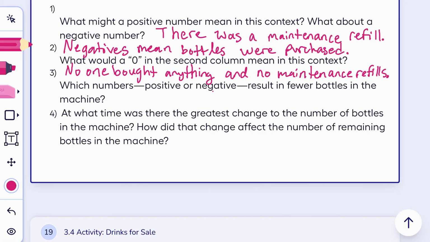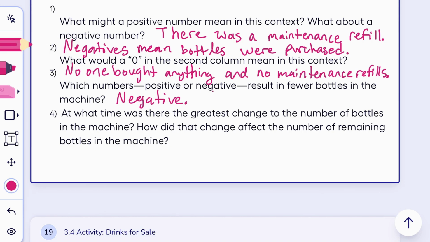Which numbers, positive or negative, result in fewer bottles in the machine? Well, obviously, negative numbers. Negative numbers for change would result in fewer bottles in the machine because that means people bought bottles. Bottles came out of the machine.